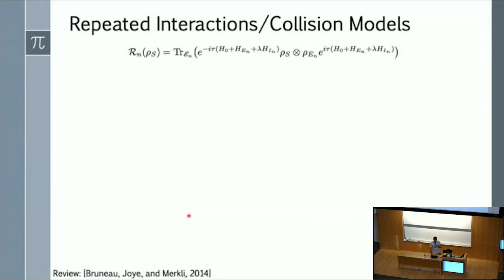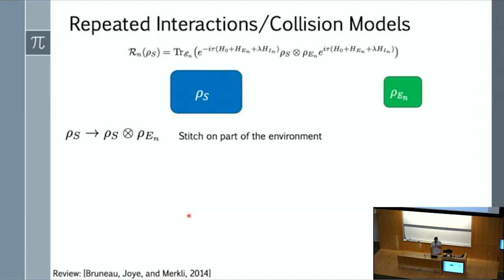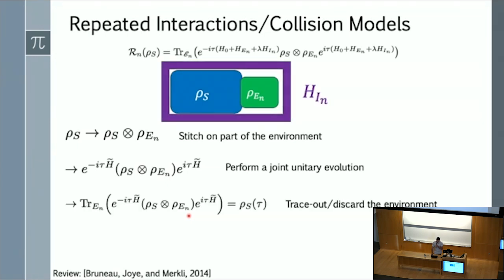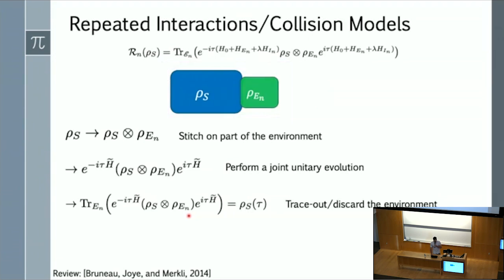So just to iterate how the map is going, to make everything concrete. For reference up there, we have our system and an environment. The first action is to tensor on a piece of this environment. Then we're going to perform a joint unitary evolution under some interaction Hamiltonian. Then we're going to trace out or discard this, and at the same time turn off this Hamiltonian. And then it's ready to start all over again with the next piece of the bath.